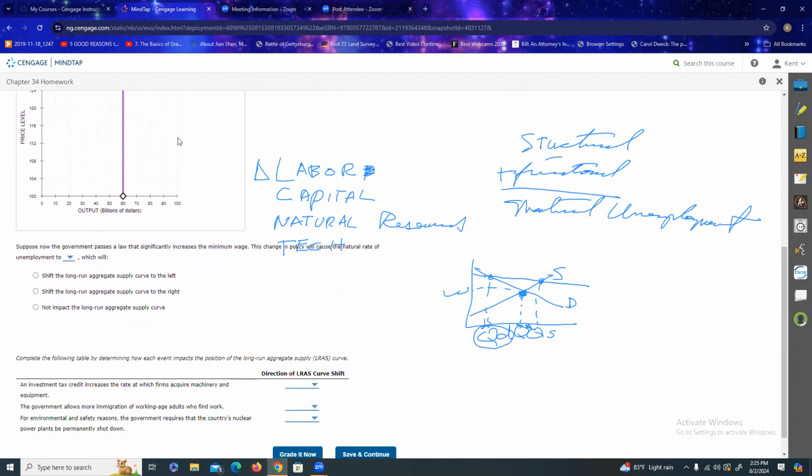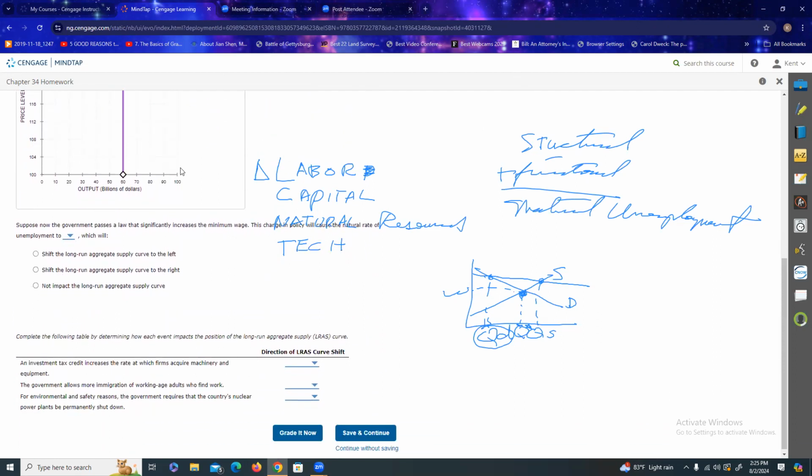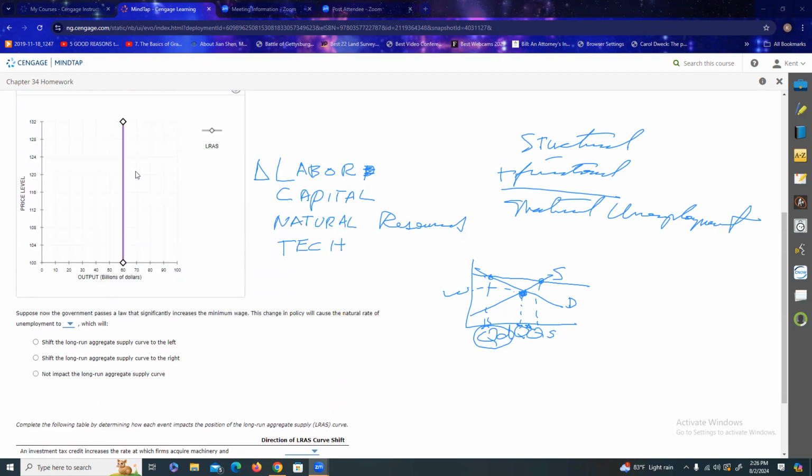If I could get this thing to work. Well, the government allows more immigration of working age adults who find work. Well, that's more labor. With more labor, we're going to see long-run aggregate supply shift to the right.